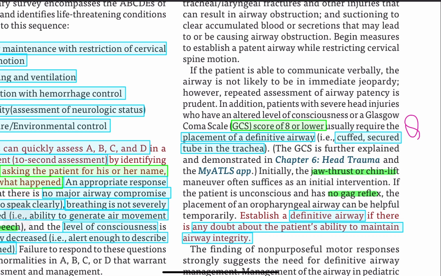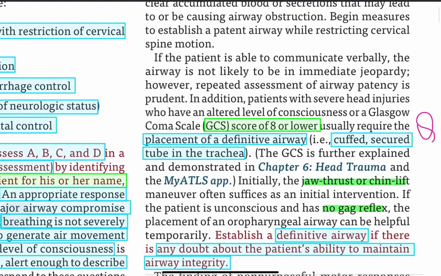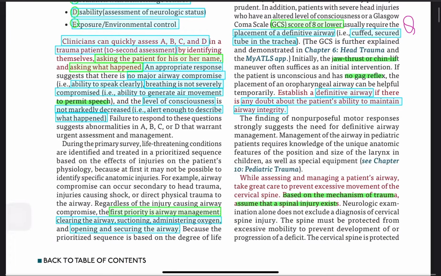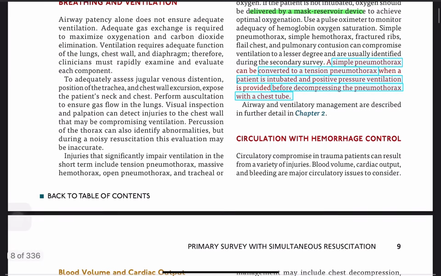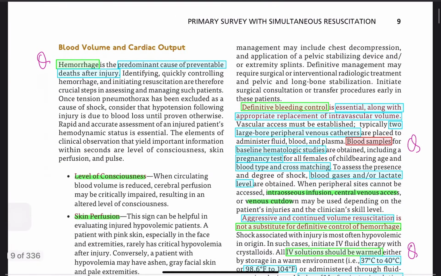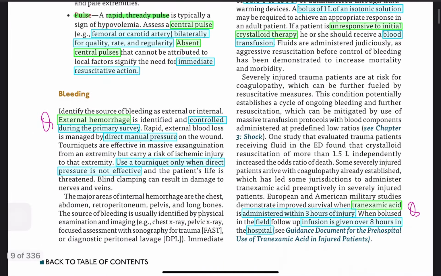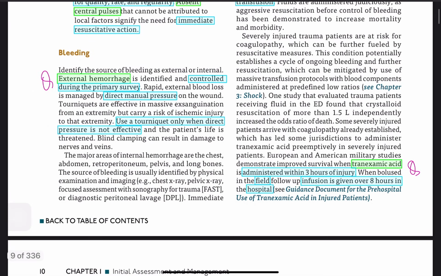I will emphasize this point: a GCS score of 8 or less needs a definitive airway, that is a cuffed tube. Hemorrhage is the most common cause of preventable death after injury. Important point: any external hemorrhage you have to first control by direct manual pressure. This line has been asked many times. If it cannot be managed by manual pressure, go for a tourniquet.